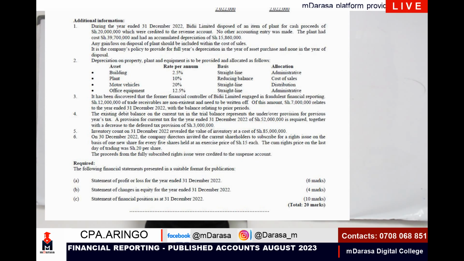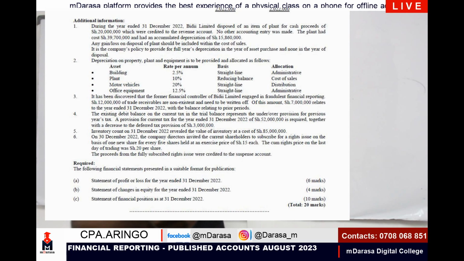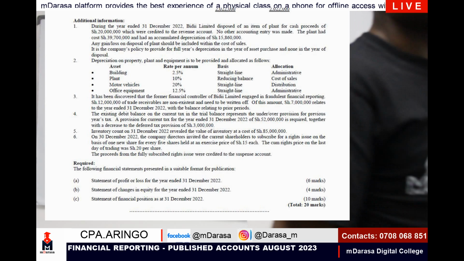Required. A good examiner here wants us to prepare number 1, statement of profit or loss for the year ended 31st December. You're given 6 marks. Statement of changes in equity for the year ended 31st December. You're given 4 marks. Statement of financial position at 31st December. I'm given basically 10 marks.